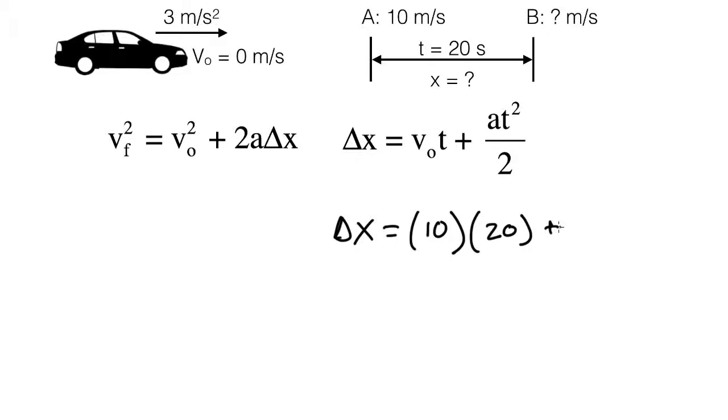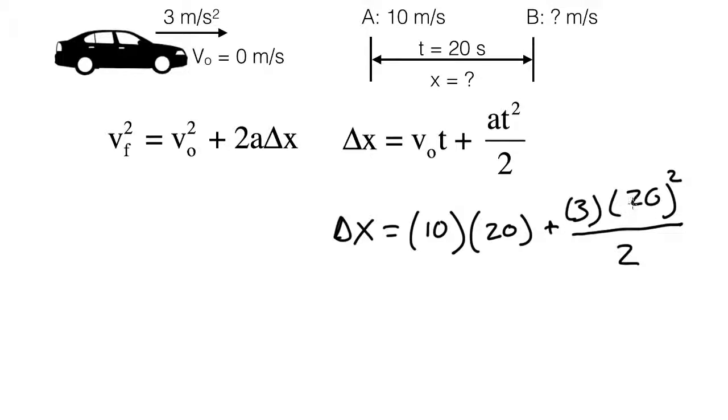And then we're going to add that to the acceleration. Now the acceleration we said was constant at 3 meters per second squared, so the acceleration would be 3. And the time it takes, again, we use the time here, we'll also use the time right here too, would be 20, and this time we're going to square it, and then we're going to divide that by 2.